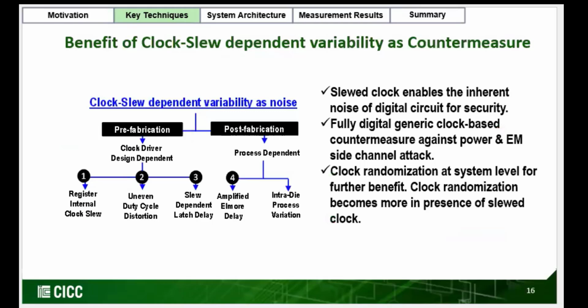Now we will discuss the effect of clock slew dependent variability as a countermeasure. Now, the slew reaching the flip-flop goes through some internal buffers, and once the slew is propagated through those internal buffers, it gets better and better, but never reaches as good as an ideal clock. Due to this, we see uneven duty cycle distortion and slew-dependent latch delay in the circuit, which is aided by amplified Elmore delay and intra-die process variation, which are measurement features that help against side channel attack.